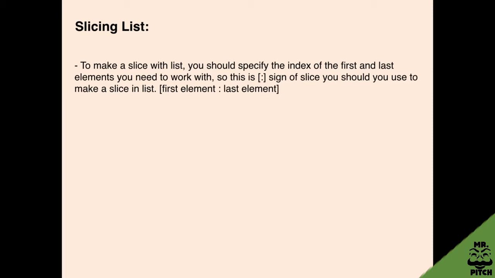To make a slice with a list, you should specify the index of the first and last elements you need to work with. So this is the sign of slice. You should use it to make a slicing list: square brackets, first element, colon, last element. Let's see how.